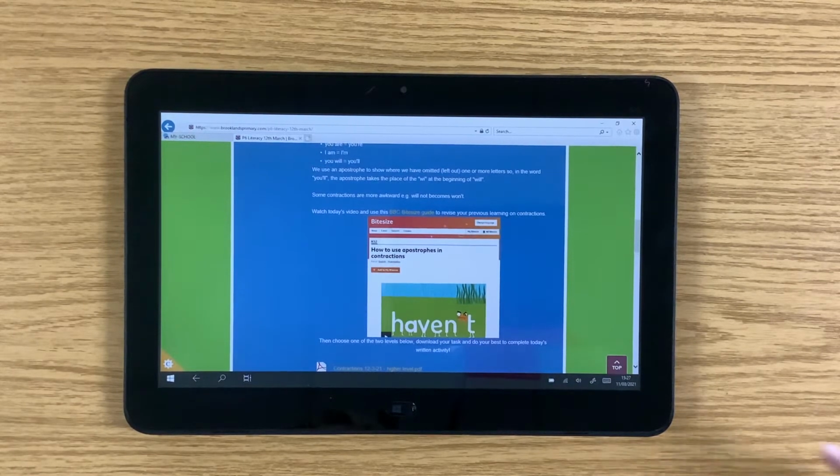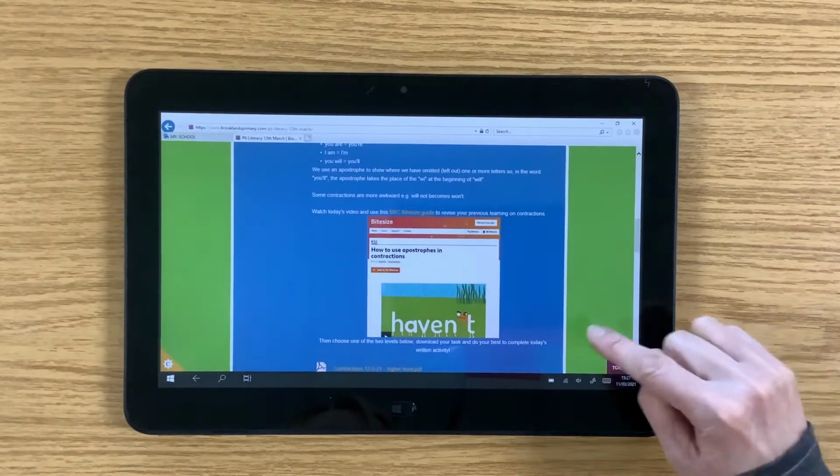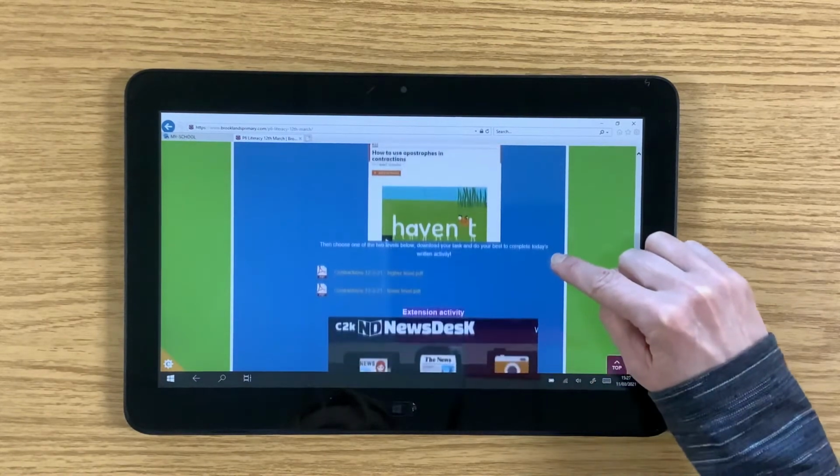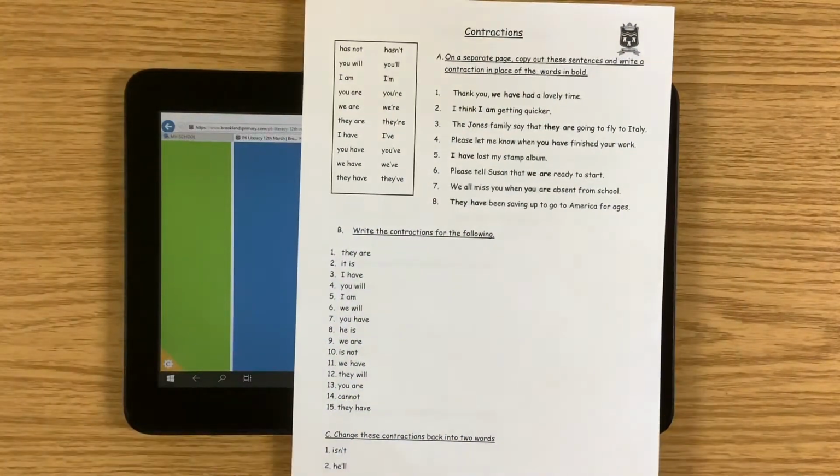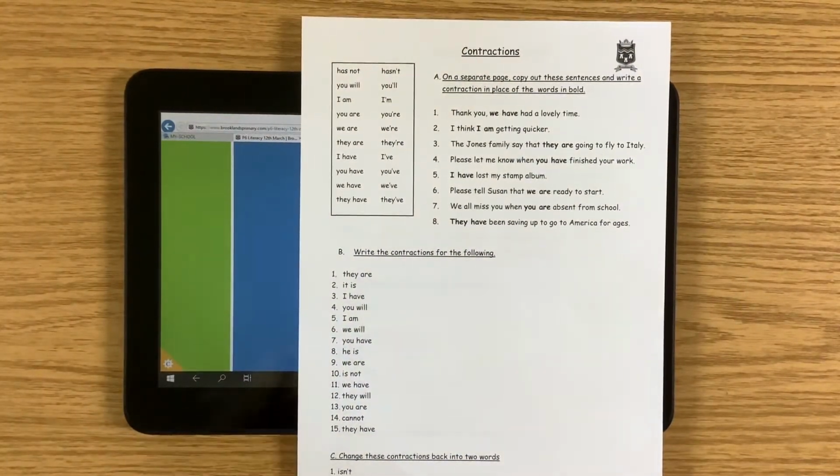Before you begin today's written task, go and click on the BBC Bitesize guide, and there are some little videos and challenges within it. So go and have a go at that. And then you'll be ready for your written activity. Now, the written activity is short. There are 2 choices.